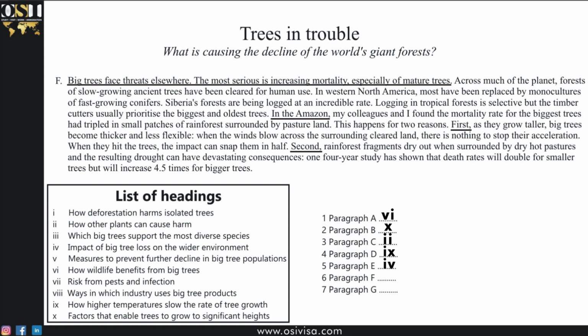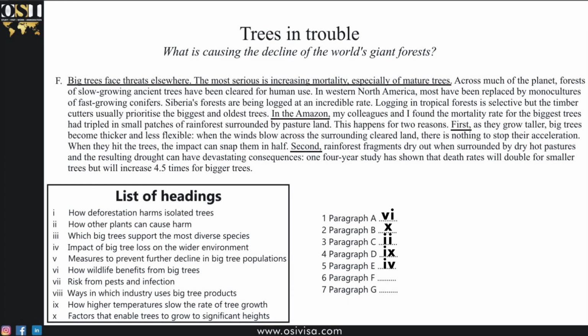One 4-year study has shown that death rates will double for smaller trees but will increase 4.5 times for bigger trees. So over here, if you read this, you will understand immediately that rainforest fragments, so parts of rainforest, dry out and are surrounded by dry and hot pastures, resulting in drought that can have devastating consequences. So what could this mean? If we go back to the headings, we won't find anything that matches perfectly over here. So like I said, we are indeed a bit stuck with this one.